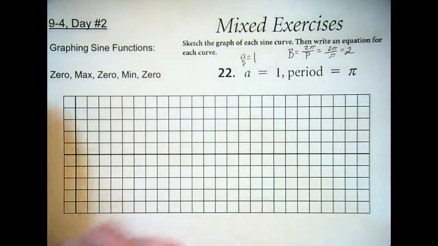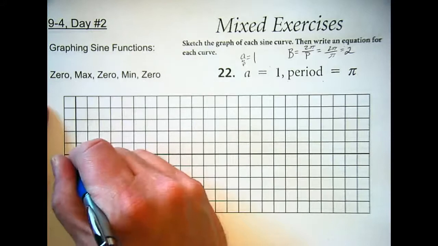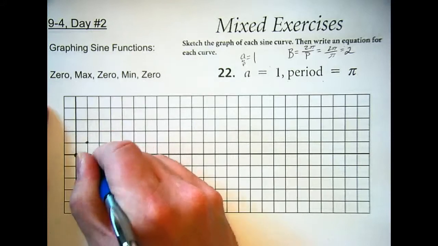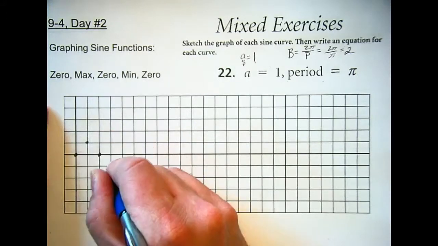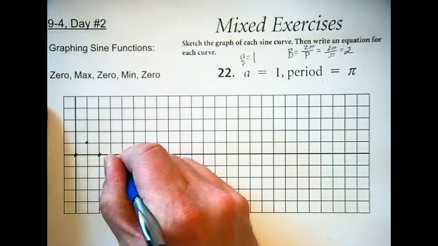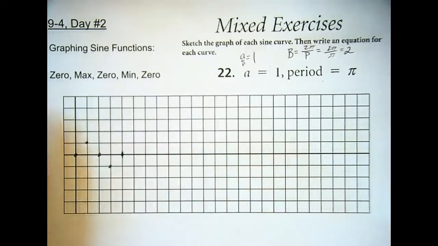So when we go through and graph this, there's one cycle. I want someone to come up and finish that and label the zeros, please. If you need help, make sure you stop me as I'm coming around.